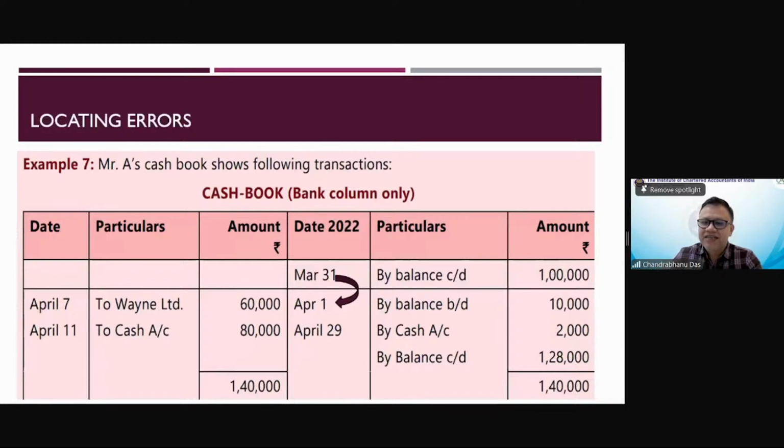If the chat box is disabled, what you can see is what is happening. What is the error here? If you see the balances, on March 31st the balance was 1 lakh. That balance should have come to the debit side. What happened is, wrongly it went to the credit side on April 1, and the amount became, by balance brought down, 10,000. So the asset is now brought to the credit side, and the balance is also less, 10,000.